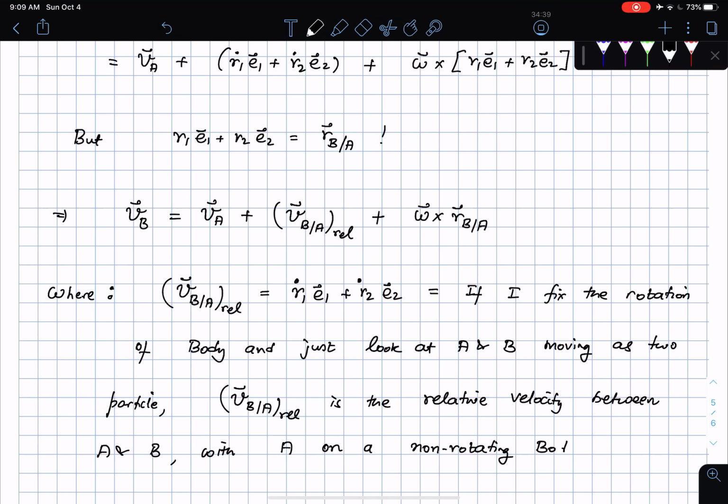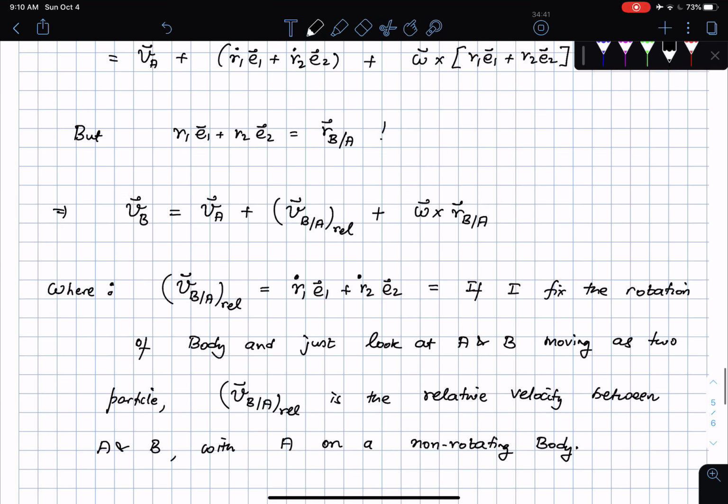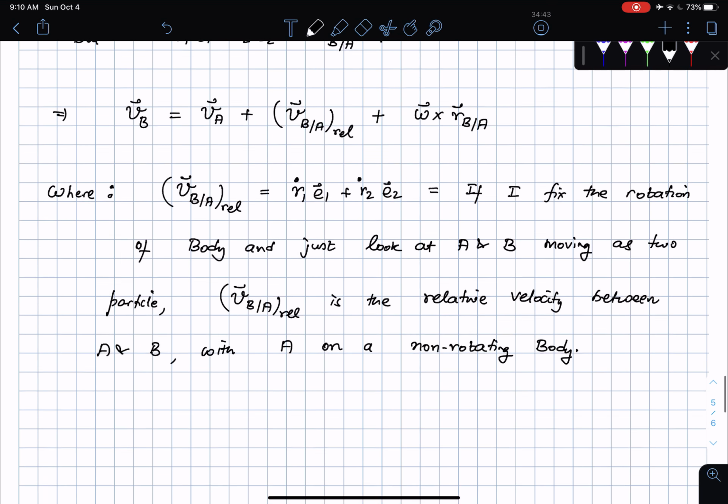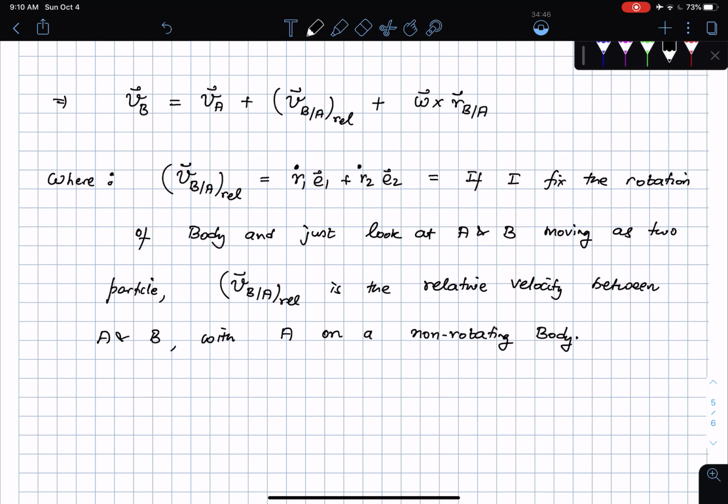Okay, that's one thing. Then what is omega cross R_B/A called? This is the idea. If I'm looking at omega cross R_B/A, then I'm saying, okay, fix the distance between the point A and B and just let the body rotate. So this is essentially fixing the distance between points A and B, which is R_B/A, and then I'm trying to rotate the two with respect to each other.